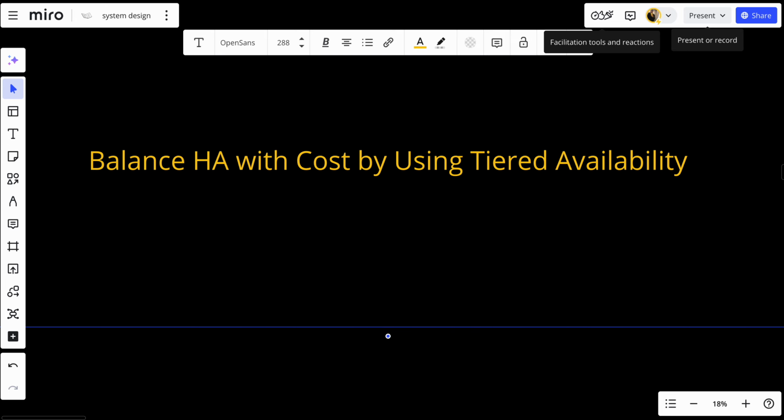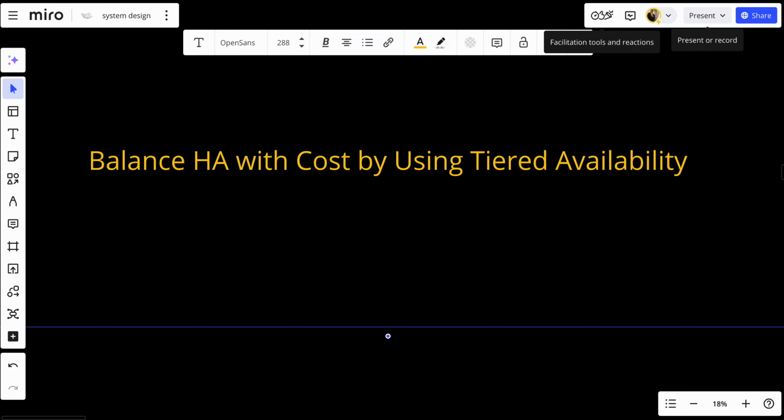Balance high availability with cost by using tiered availability. With tiered availability for different services, your core service may need five nines of uptime, but other services might need only three nines. Applying different availability levels to different parts of your system helps manage costs and complexity effectively.